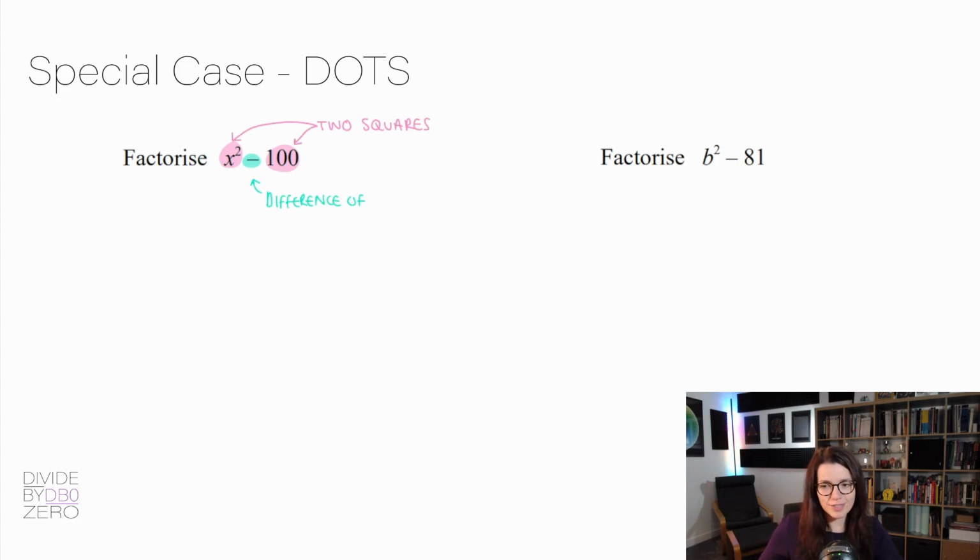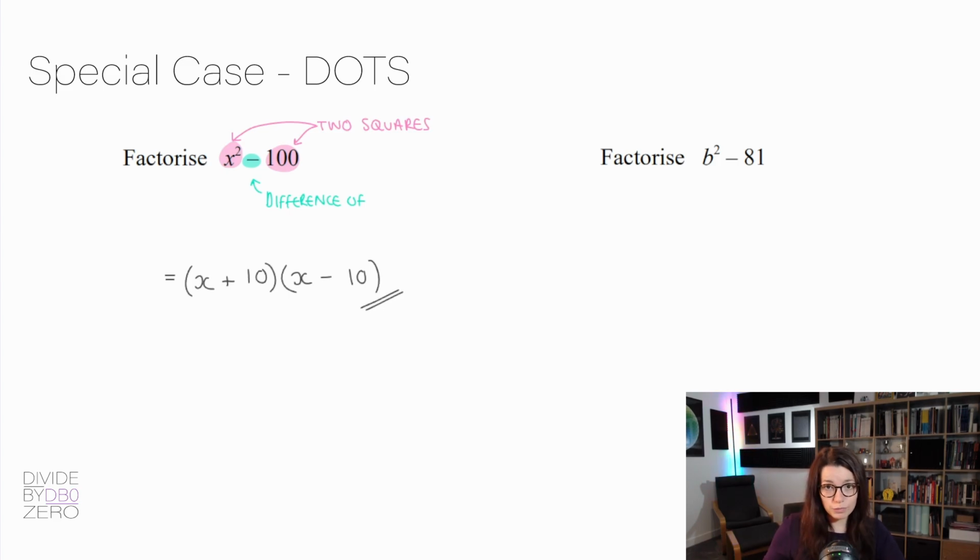The trick for factorising with DOTS is this. You open up your two brackets as usual. And in this case, it's going to be x, and then 10 and 10. You know this because x is the square root of x squared and 10 is the square root of 100. You then put 1 plus and 1 minus inside the brackets, in either order, it's up to you, and that is finished.